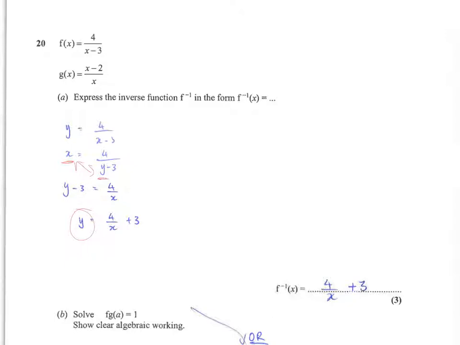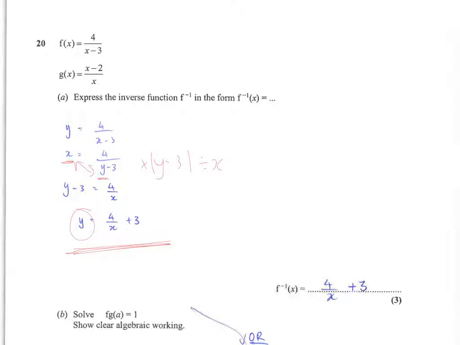Mathematical process there is I've times by y minus 3 and divided both sides by x. That gives me y minus 3 equals 4 over x. Add the 3, so y equals 4 over x plus 3. So the inverse function is 4 over x plus 3.